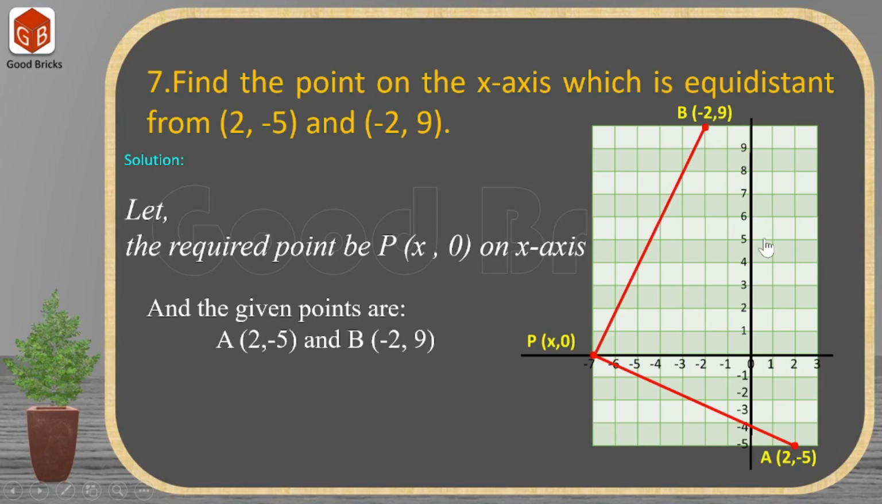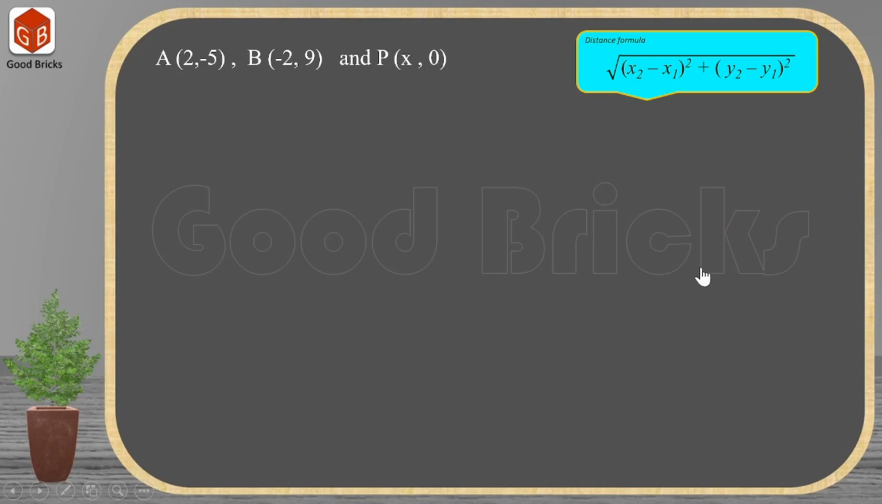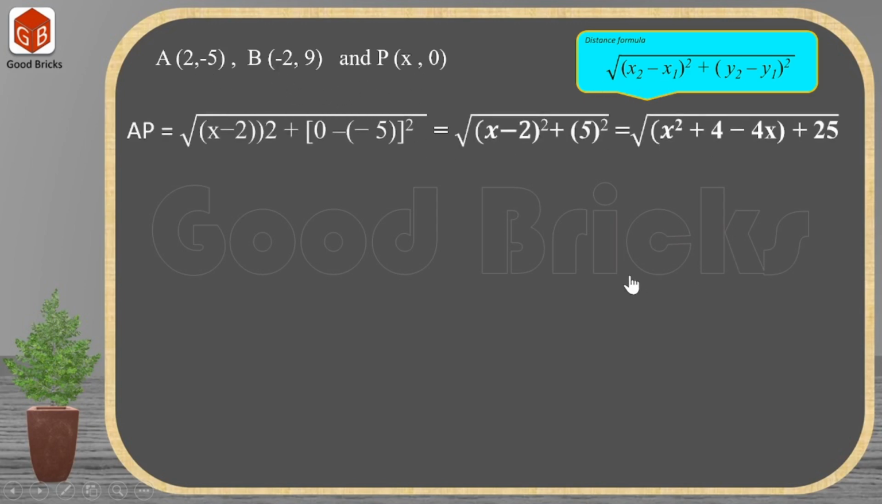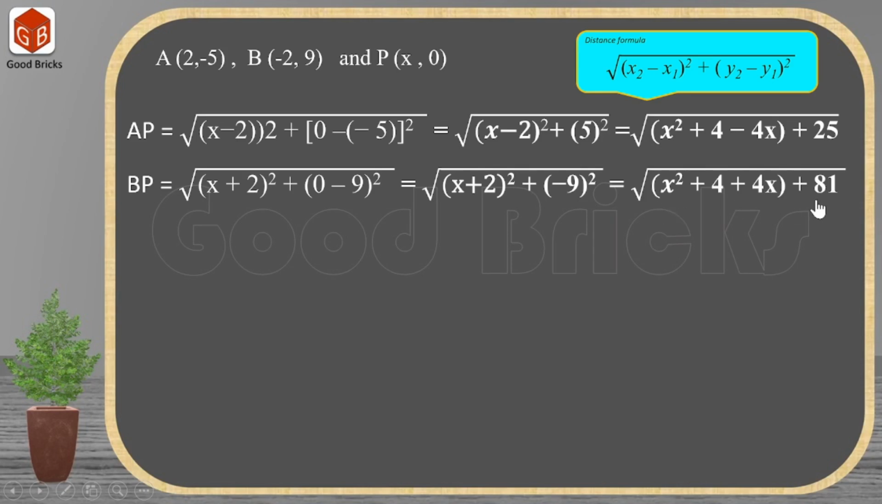So from this given information, we can write AP is equal to BP. Using this information, we are going to find the lengths of AP and BP using this distance formula. So we got the AP length as this much, and the BP length as this much.